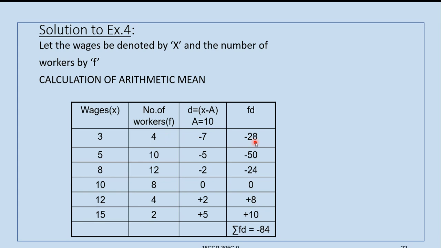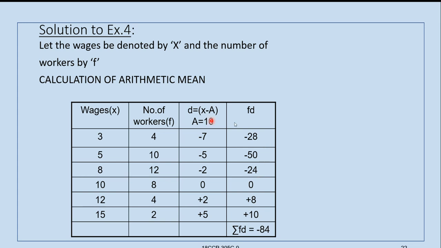4 into minus 7 is minus 28. 10 into minus 5 is minus 50. 12 into minus 2 is minus 24. And 8 into 0 is 0. 4 into plus 2 is 8. And 2 into 5 is 10. That is sigma FD is equal to minus 84. Please observe that value. Please mind the minus sign and plus sign also. That is very, very important.